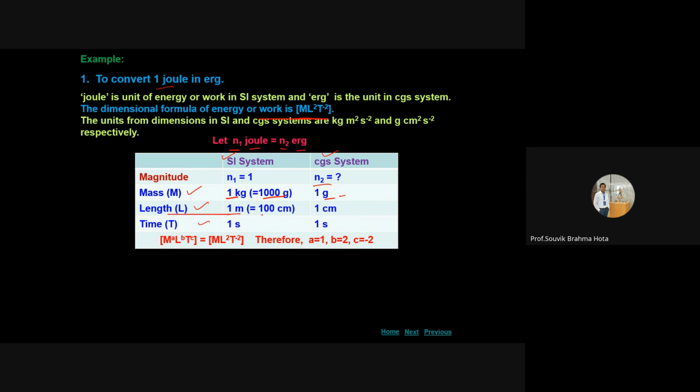Length 1 meter, that is 100 centimeter in CGS, na? Time, both of them are same. Now what you should do is compare both the sides, because the unit of energy, you know, is M L squared T to the power minus 2, and that should be equal to this, M raised to the power a, L raised to the power b, T raised to the power c.